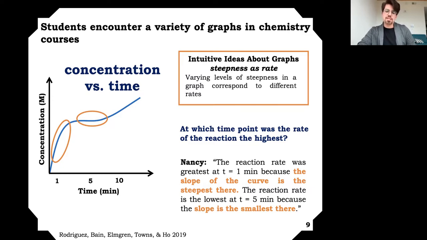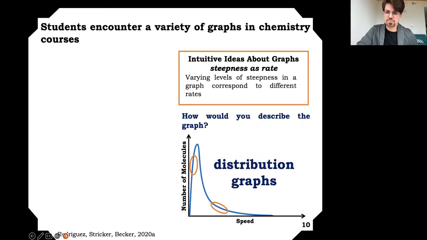But the problem comes when students take this idea and then try to apply it to a different context, to a different graph, but it's less productive. So for example, a distribution graph. And to provide a little bit of context, this is from a different paper published in 2020. And here we interviewed students, and the students were undergraduate students from a first year general chemistry course.